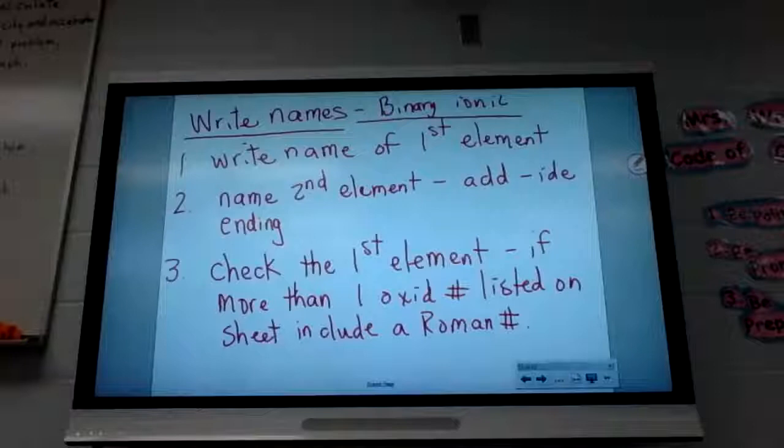Okay. So we're going to write the first name. We're going to write the second name, but we got to add an IDE ending. And then the third step, we have to check that first element to see if there's more than one number listed on the oxidation sheet. If there's more than one number listed, we will have to include a Roman number. If there's only one number listed, we will not use a Roman number. So this is like they gave us the formula and we're writing the name.